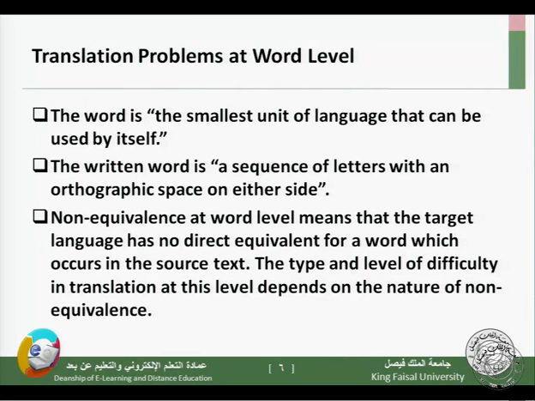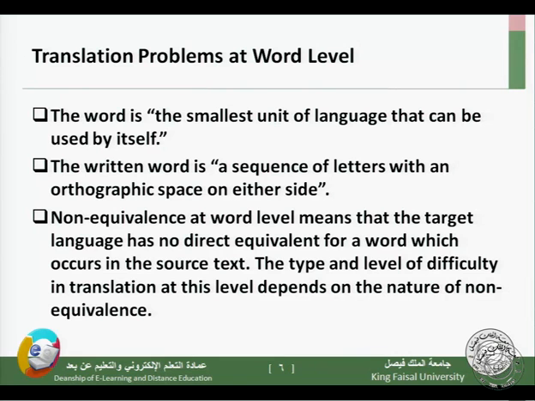Now, when it comes to translation, we need to deal with certain terms. Does it have an equivalent or doesn't it? Now, non-equivalence, what does non-equivalence mean at word level? It means that the target language has no direct equivalent for a word which occurs in the source text.